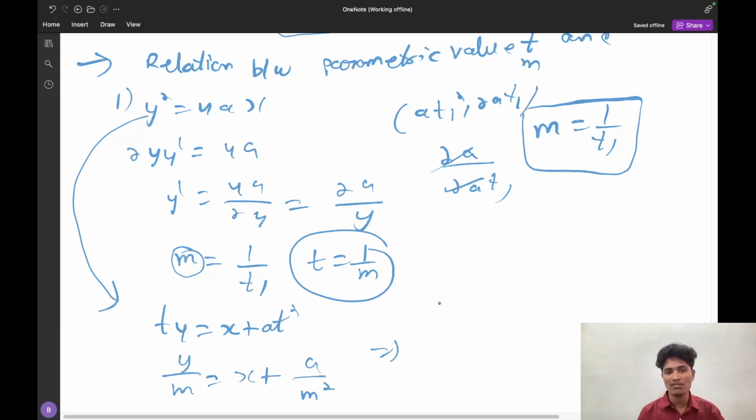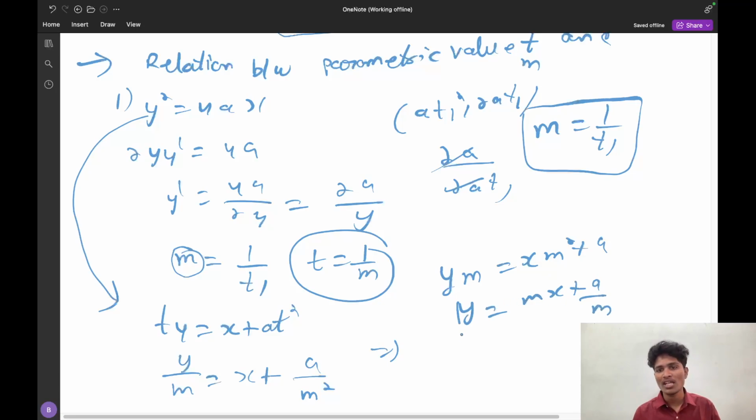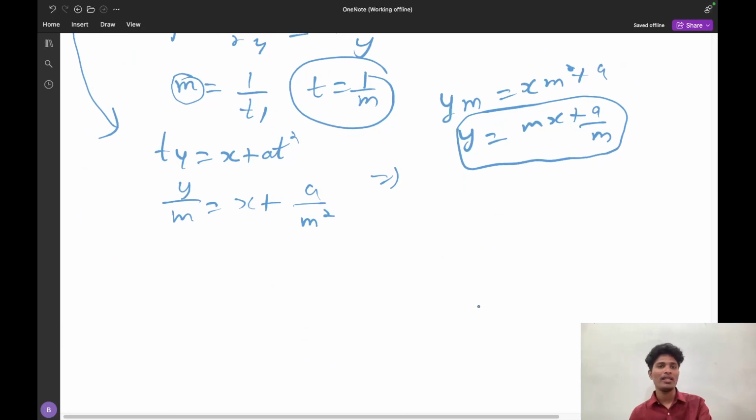When I solve this, what will I get? I will get ym is equal to xm square plus a. Yes. So when I divide by m, what will I get? I will get y equal to mx plus a by m. Yes. So now comes the important thing here.